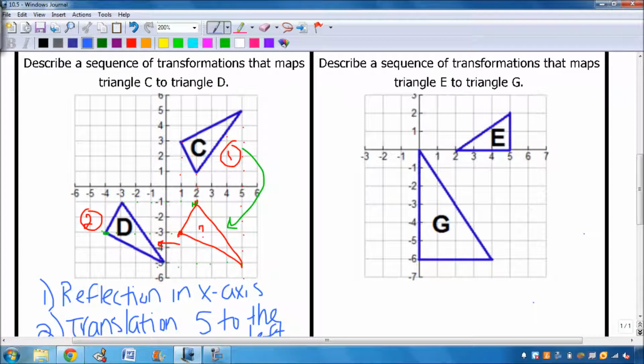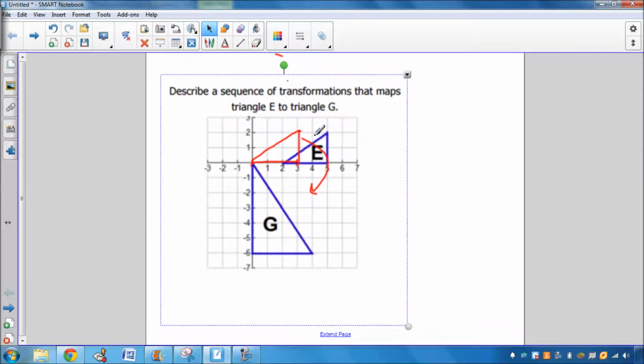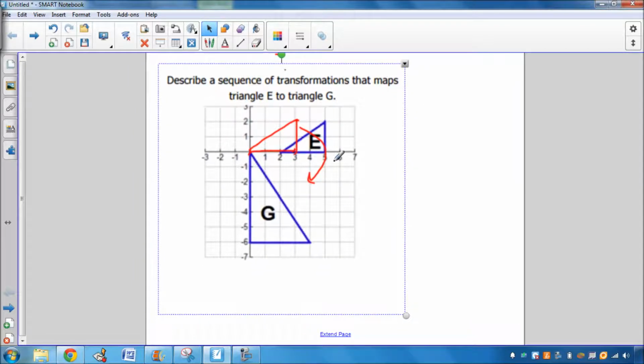So if I move my triangle 2 to the left, so here's my starting point, 1, 2, and then move this 2 to the left, 1, 2. Here's a new spot for me. This looks promising, okay? And then it looks like my triangle turned. Since it appeared to have turned, it must have been a rotation, and it appears to be 90 degrees clockwise, because this is going in this direction right here, okay?